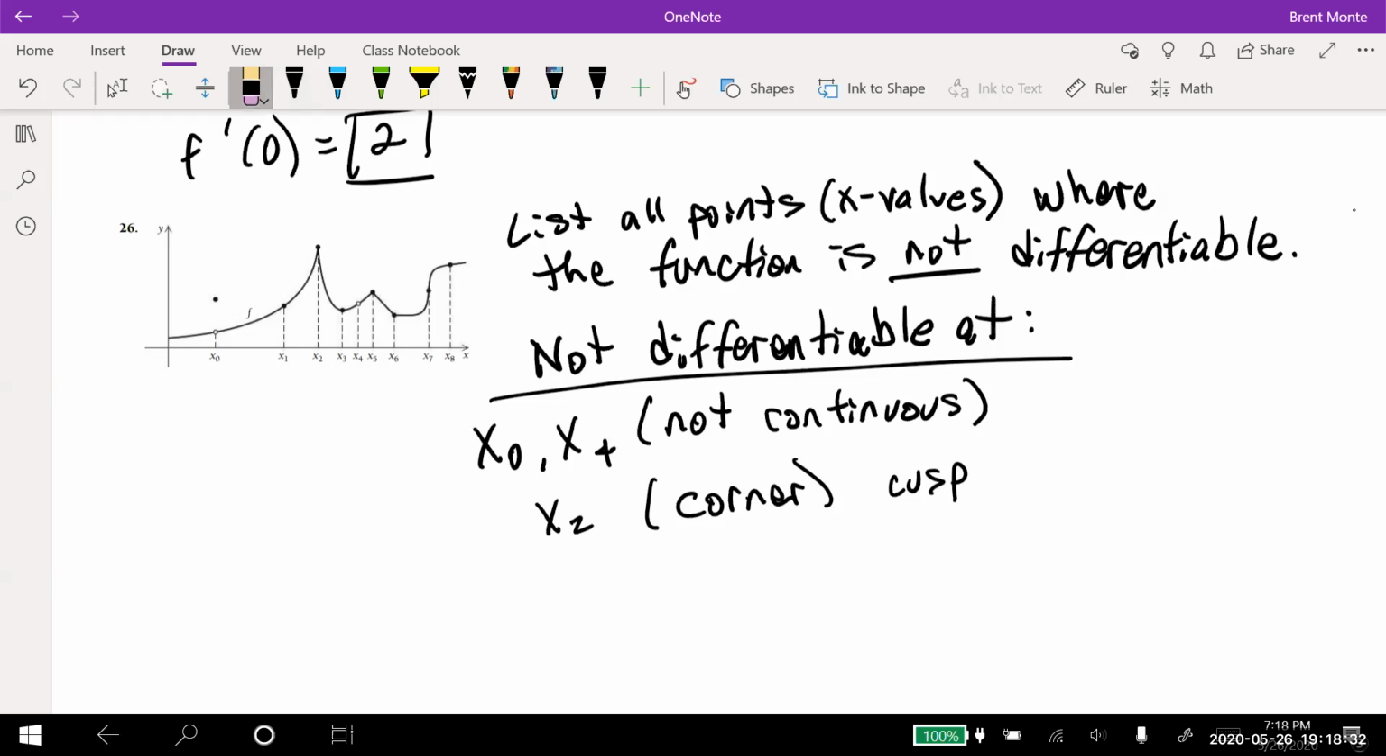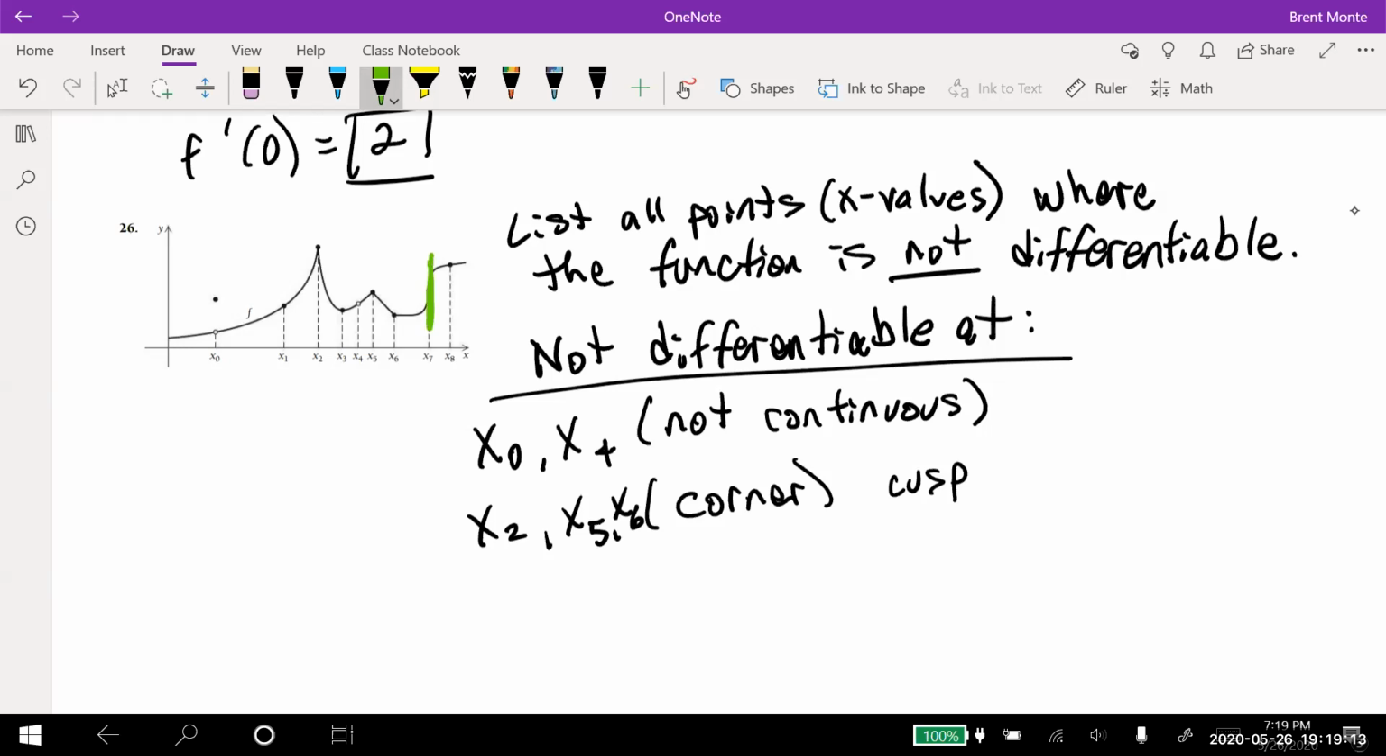There's a corner at x sub 2, but there's also a corner at x sub 5. That's also a corner at x sub 6 because it's a straight line and then it's not straight. It's coming in towards 0 to the right, but that's never getting close to 0. That's another corner at x sub 6.